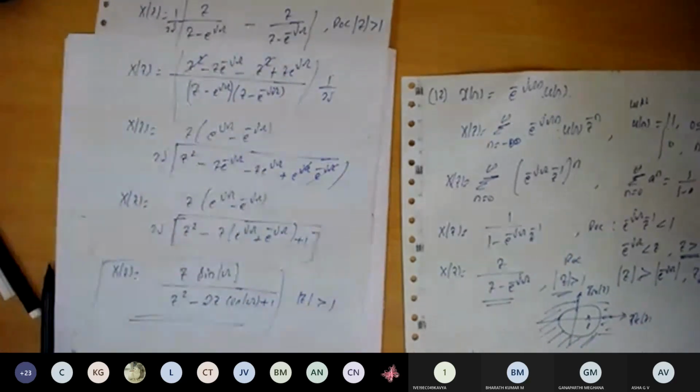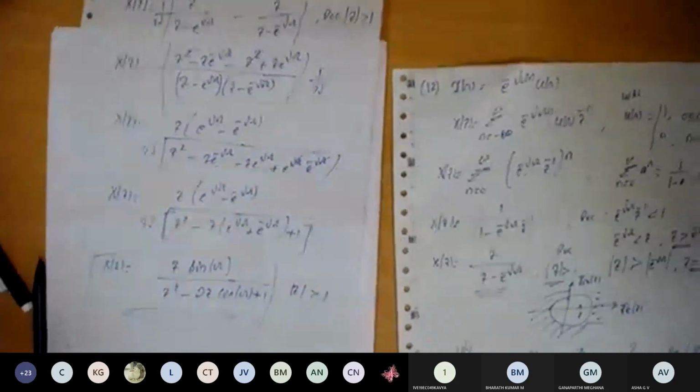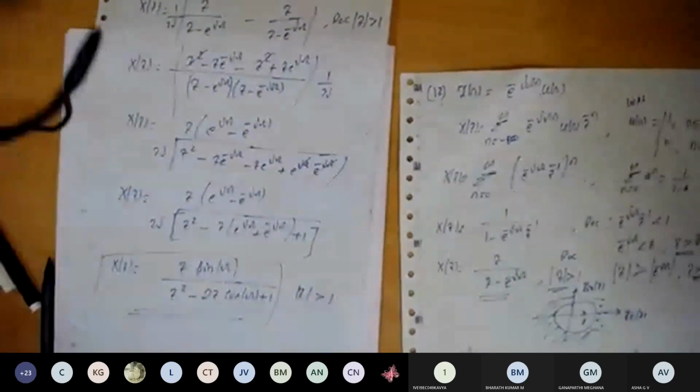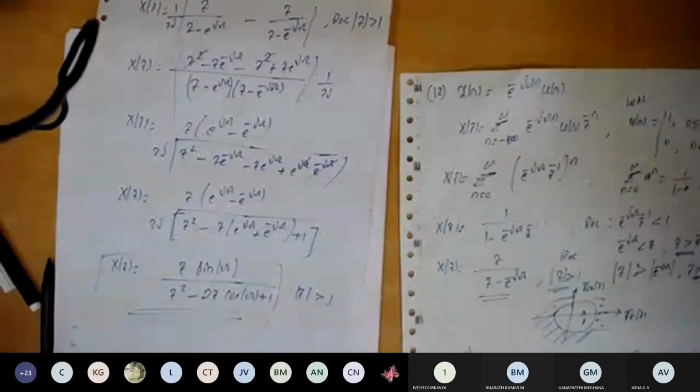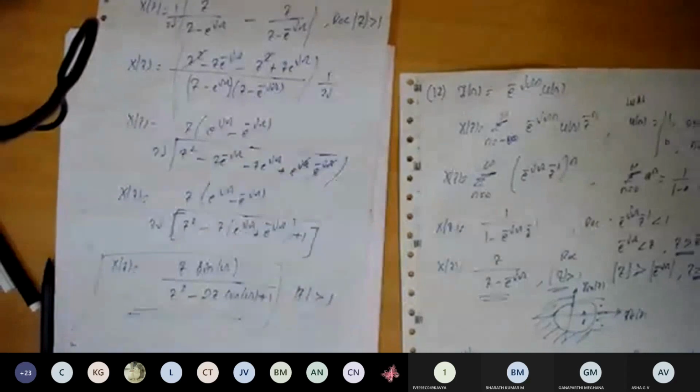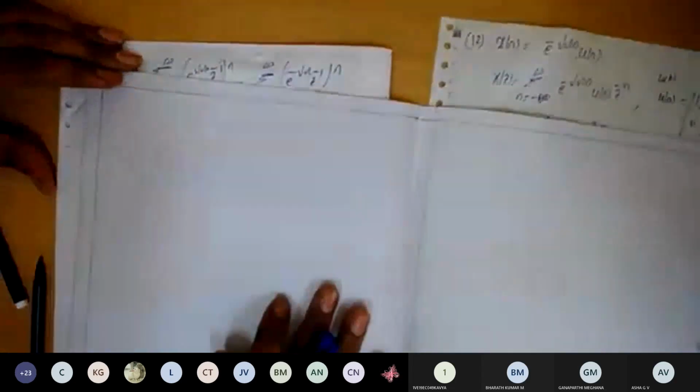Okay. So any doubts? Similarly, we'll find out the z transform of the cos function. Let us find out the z transform of the cos function in a similar way.